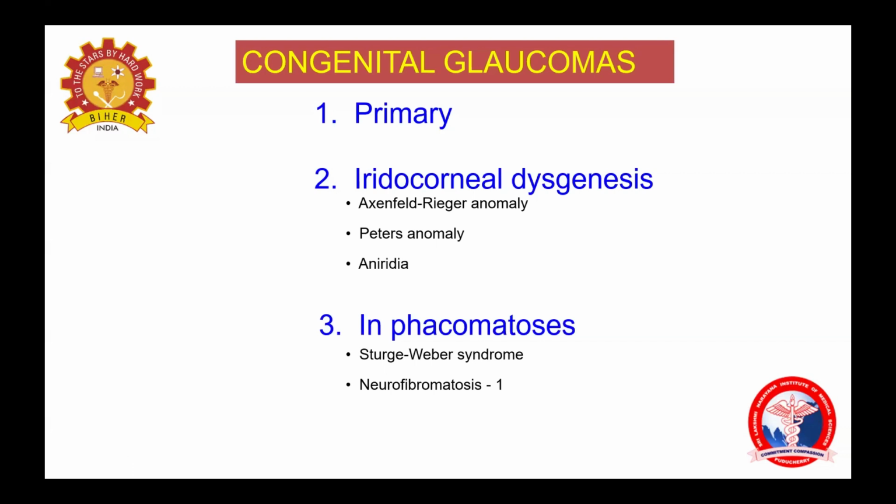Congenital glaucomas classification could be either primary or due to an iridocorneal dysgenesis, which is seen in Axenfeld-Rieger anomaly, Peters anomaly, or aniridia, and can also be seen in phakomatosis, which includes Sturge-Weber syndrome or neurofibromatosis type 1.